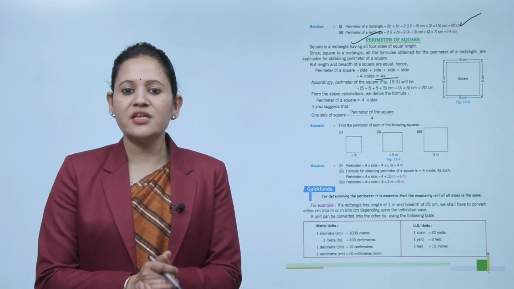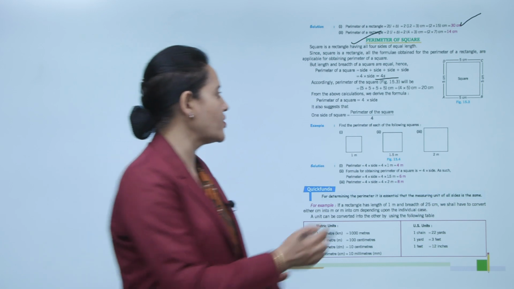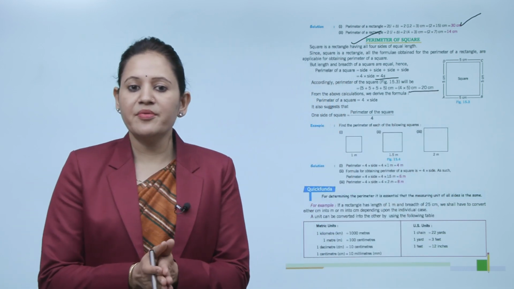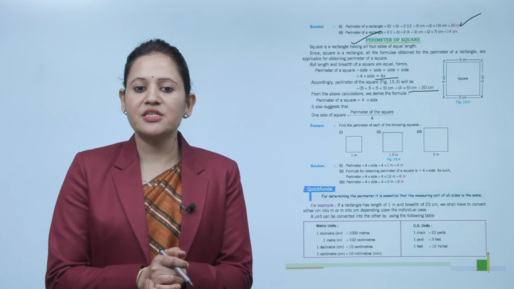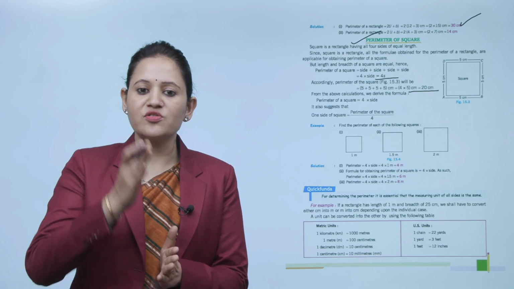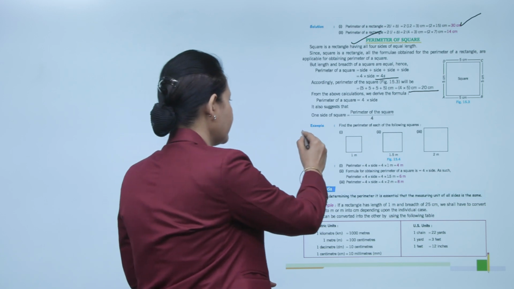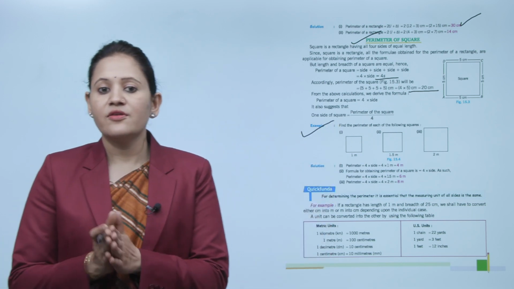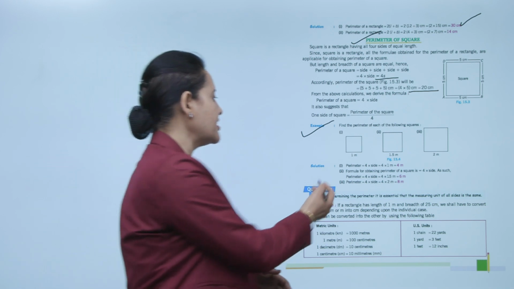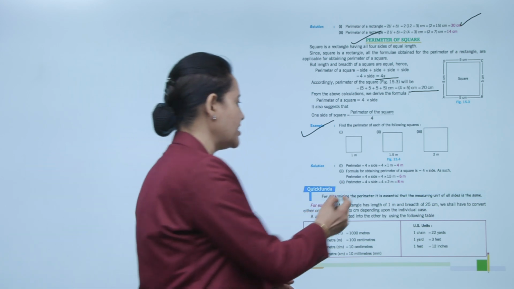Accordingly, the perimeter of a square with side 5 will be 5 plus 5 plus 5 plus 5, or we can write 4 into 5, that is 20 centimeters. From the above calculation, we derive the formula of perimeter of square, that is 4 into side. It also suggests that one side of a square equals the perimeter of the square divided by 4. We'll take an example. Find the perimeter of the following square. Here the side is given as 1 meter. So perimeter is 4 into side, 4 into 1, that is 4 meters.